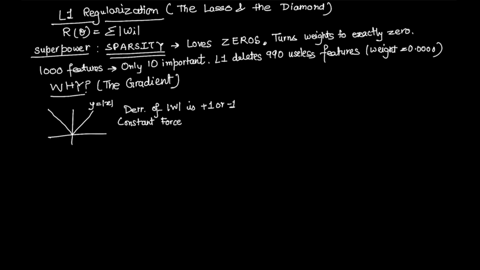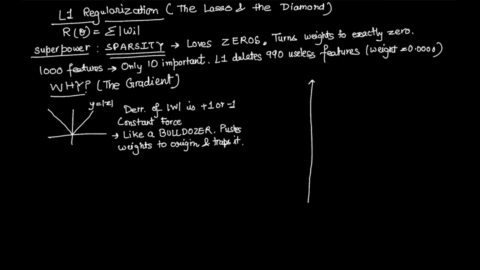Whether the weight is 1 million or 0.0001, the L1 penalty pushes it towards 0 with the exact same strength. It's like a bulldozer. It pushes the weight all the way to the origin and traps it there.